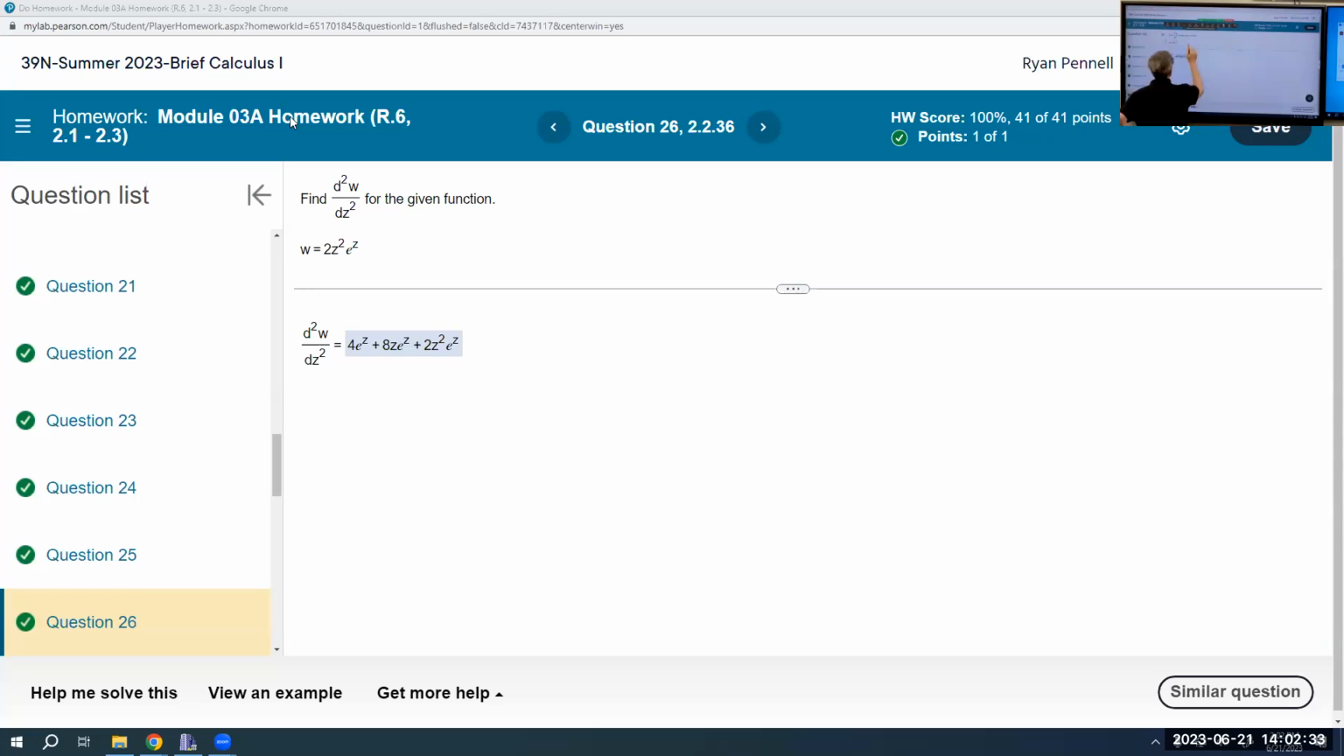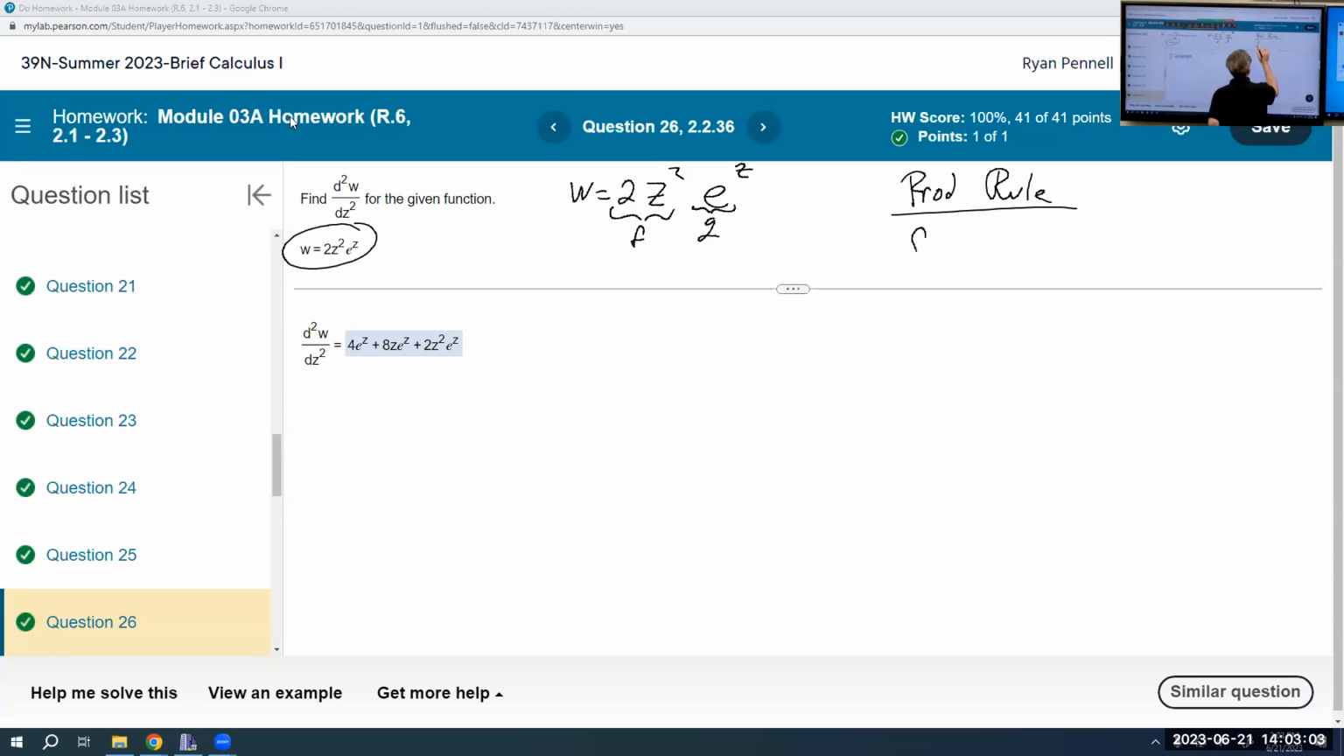Okay. So we have w equals 2z squared times e to the z. That looks like product rule to me. So w equals 2z squared, let that be an f. E to the z, I'll let that be a g. Okay, just think of these as two different functions. And I know my product rule says f prime times g plus f times g prime. So I just need to figure out those pieces.